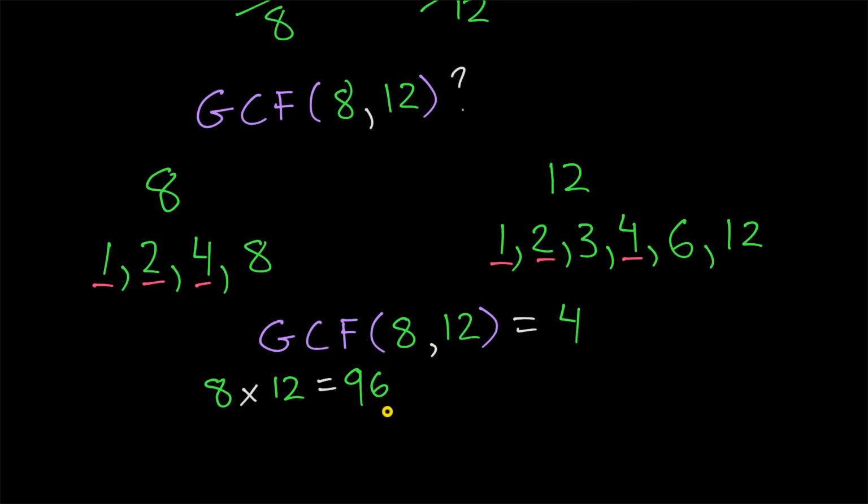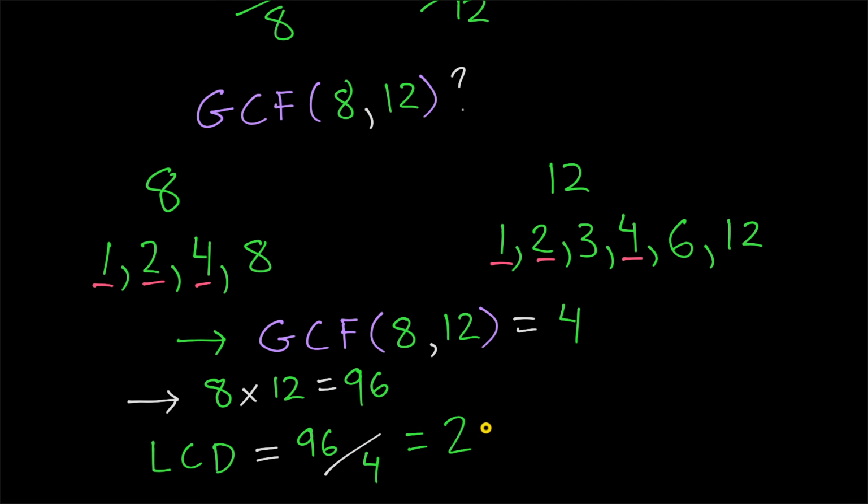Your least common denominator will be this common denominator divided by your greatest common factor. So your lowest common denominator, your LCD, is going to be equal to 96 divided by your greatest common factor, 4, which is just equal to 24. This is your lowest common denominator.